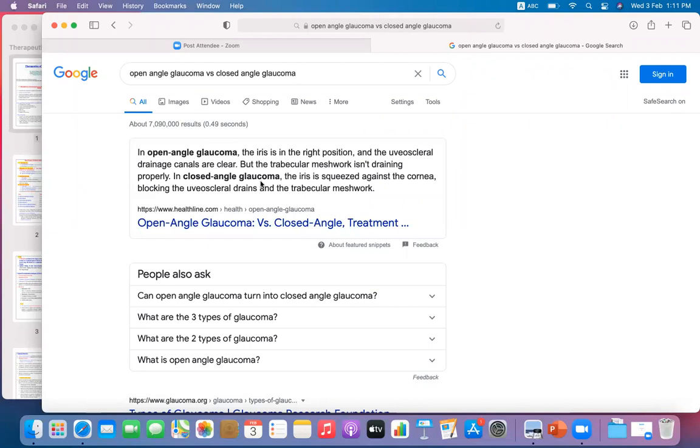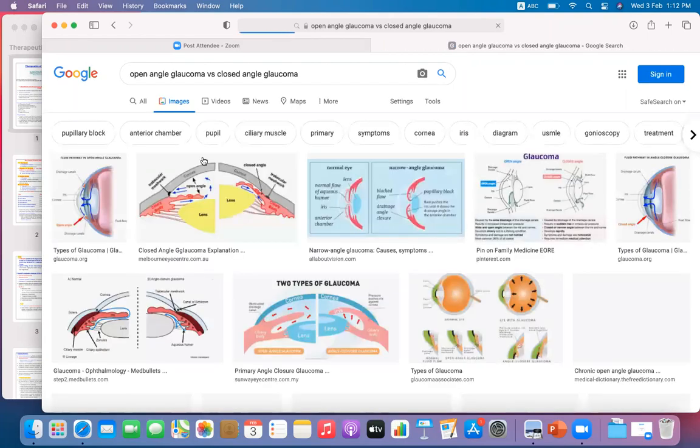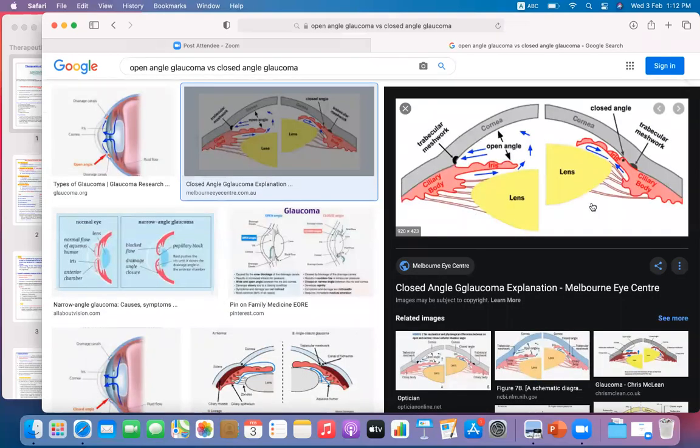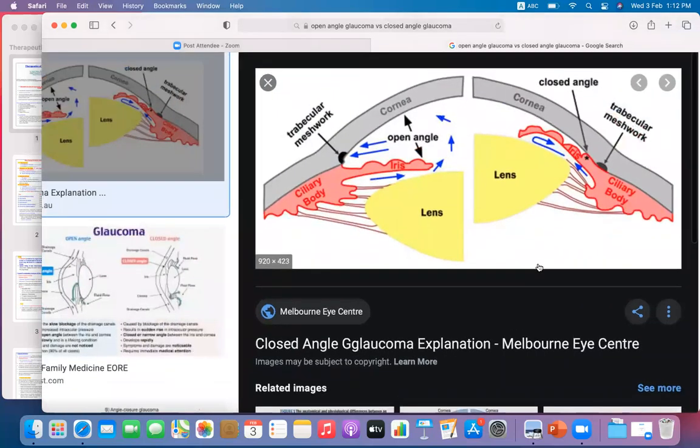But in the closed angle glaucoma, the iris is squeezed against the cornea, blocking the uveoscleral drains and the trabecular meshwork. Let us see the image. Actually, what happens in this glaucoma? If you are able to see this image, the difference between open angle and closed angle glaucoma.